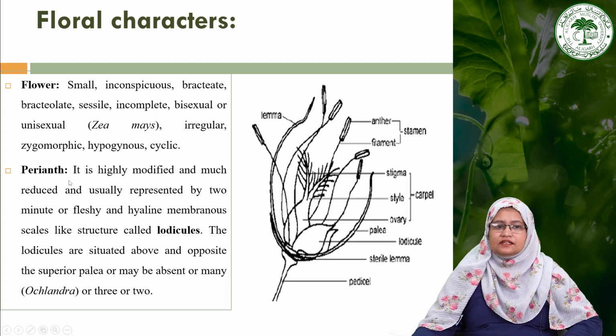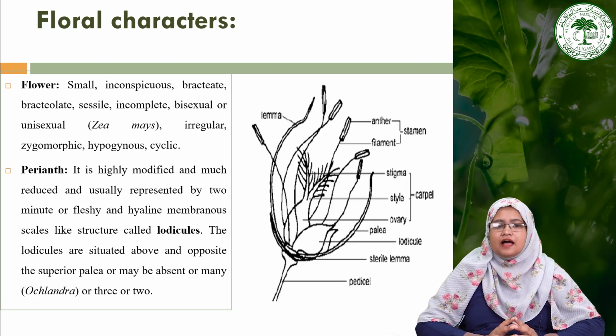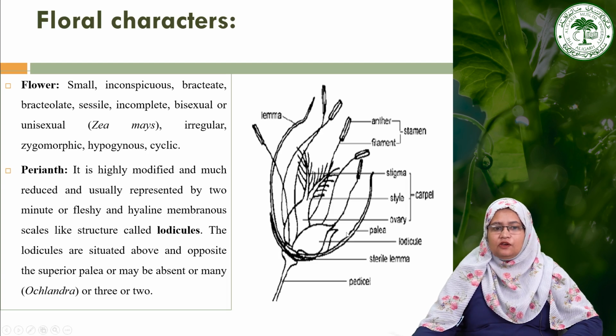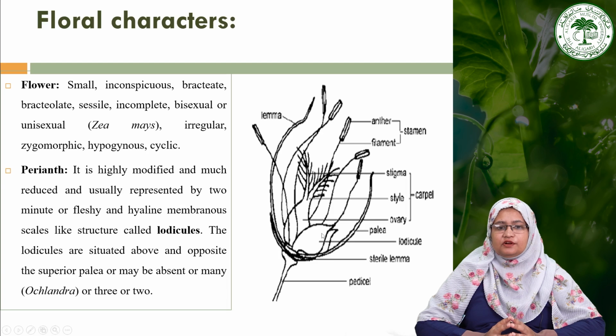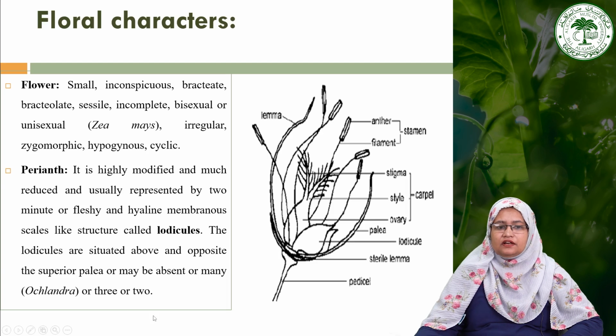The perianth is highly modified and much reduced, usually represented by only two minute, fleshy and hyaline membranous scale-like structures called lodicules. These are the lodicules, the reduced form of perianth, situated above and opposite to the superior palea. They may be absent in many, as in the case of Aucklandia, or they may be 3 or 2. So the perianth is quite reduced into lodicules, superior or opposite to the palea.